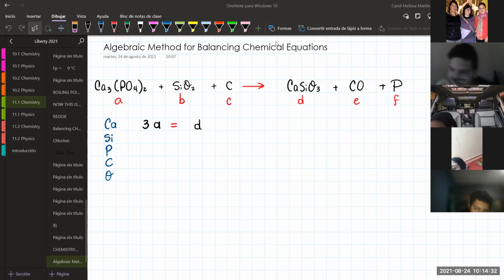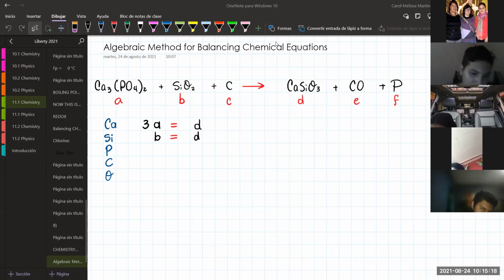This is going to be my first equation. I'm going to do the same for silicon. What will be the equation for silicon? How many silicons do I have located in B? One silicon located in B. And how many do I have on the other side? One, located in the position D. As I told you, 1 as a coefficient can be totally ignored because it is invisible.